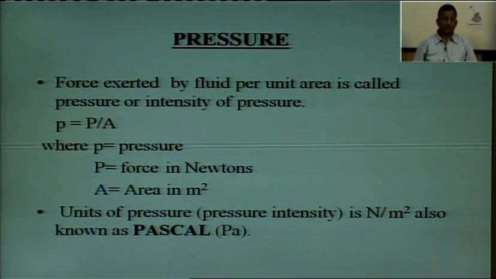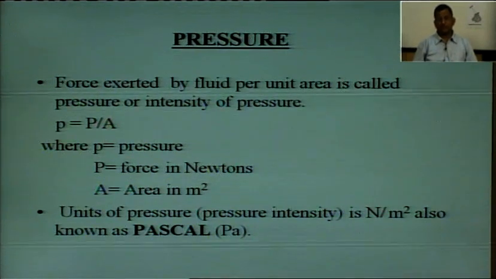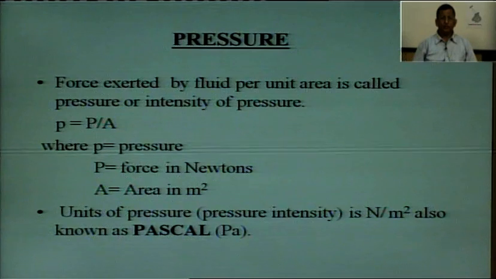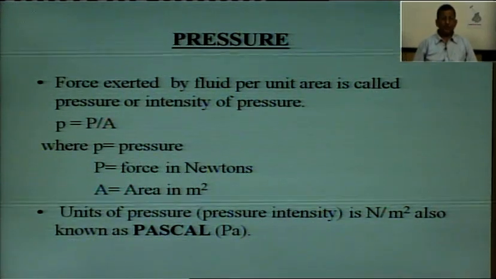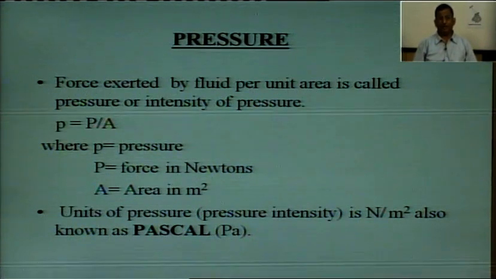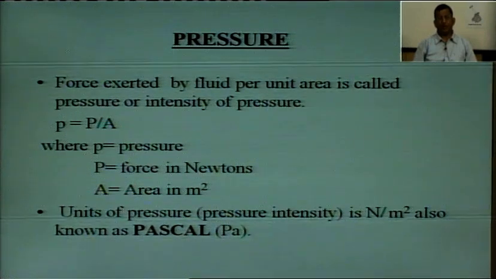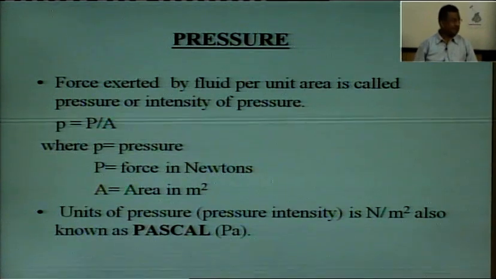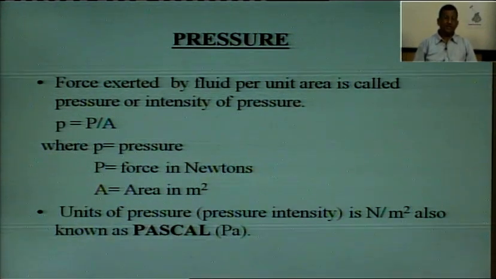This is also known as pascals. Pascal means Newton per meter square, and it is represented by capital P and small a, that is Pa. Pa means Newton per meter square. So, this is for pressure. Pressure means force exerted by fluid per unit area is called pressure, or it is also known as intensity of pressure.